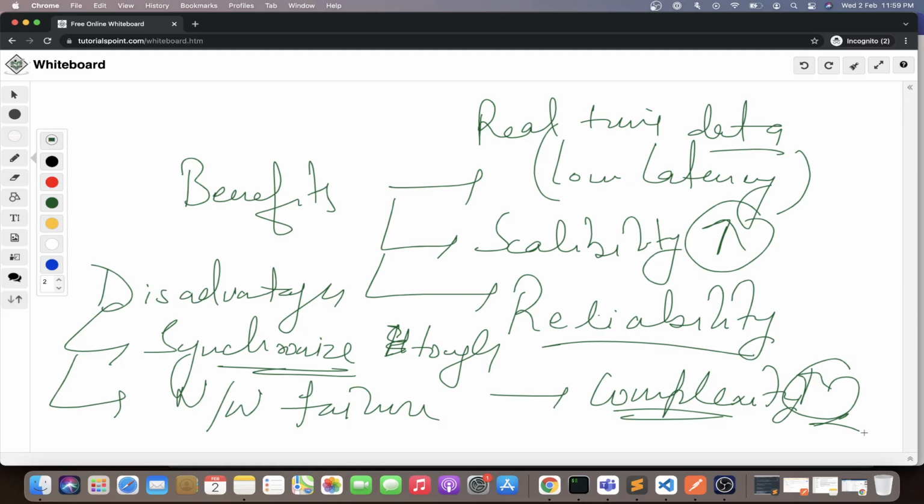So this was what a distributed system is. In the next lecture, we'll look at the different application characteristics that are required in system design and that we need to know.